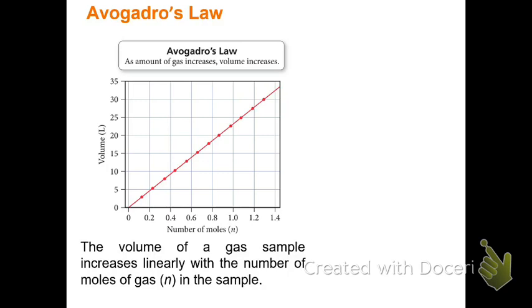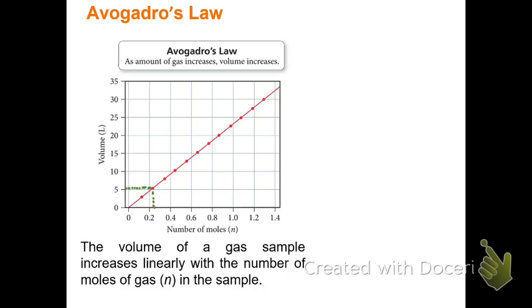All right, and you can see that graphically here. So as the number of moles increases from left to right, the volume of the gas also increases from bottom to top. Okay, so let's pick a point here. Let's say about 0.25, right here. The volume is roughly 5 liters.